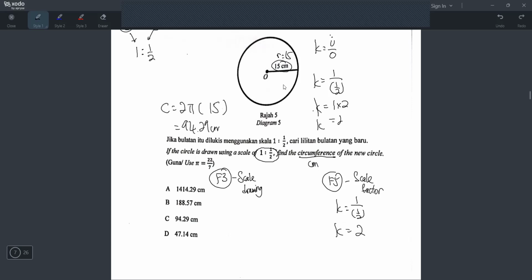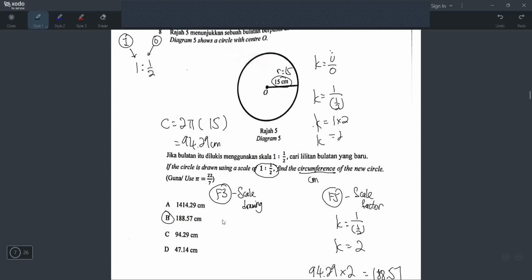But this is the old circle. To get the new circle, I will take 94.29 times 2. Right? Why times 2? Because the scale factor now is 2. So you end up with 188.57. The answer is B. But I really want to explain using the Form 3 method. The Form 3 method is like this.